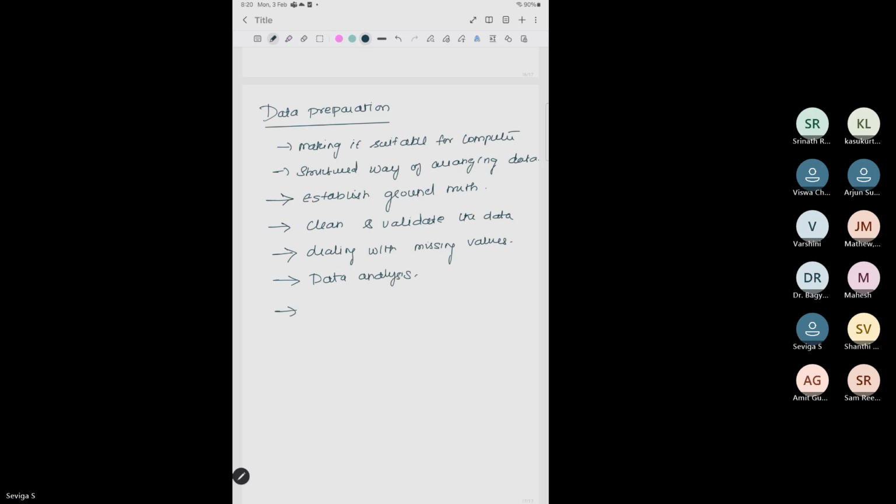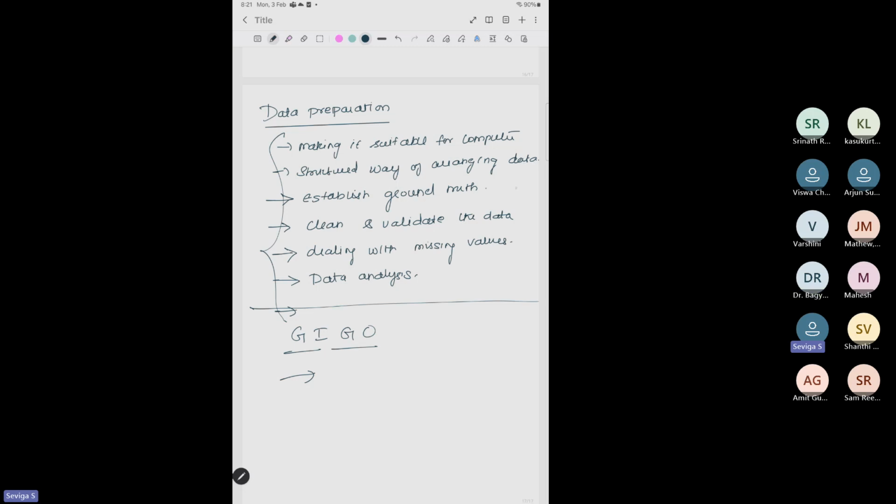Okay. So we all know machine learning is nothing but garbage in, garbage out. Whatever data we give, it has to be as accurate as possible, because our output depends on what we feed. So our data has to be clean. All these points are correct. We have to make it suitable for our computers. It has to be arranged in a proper way.